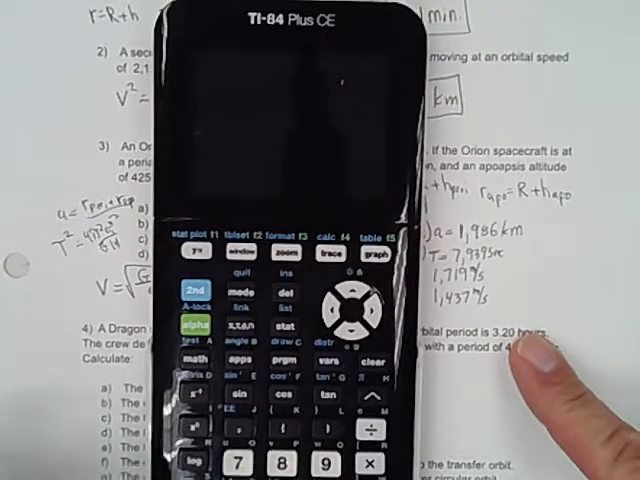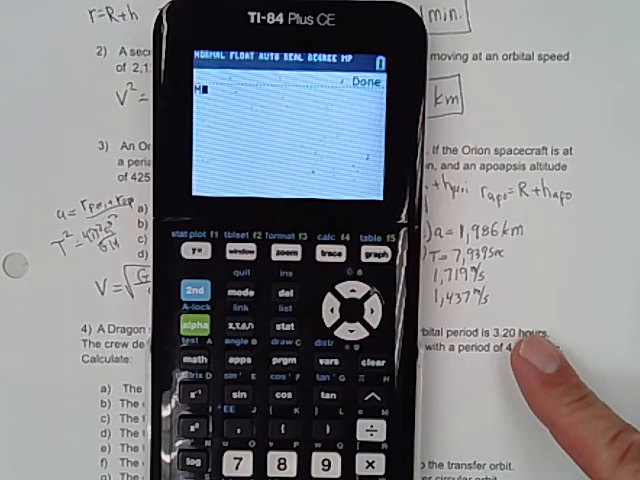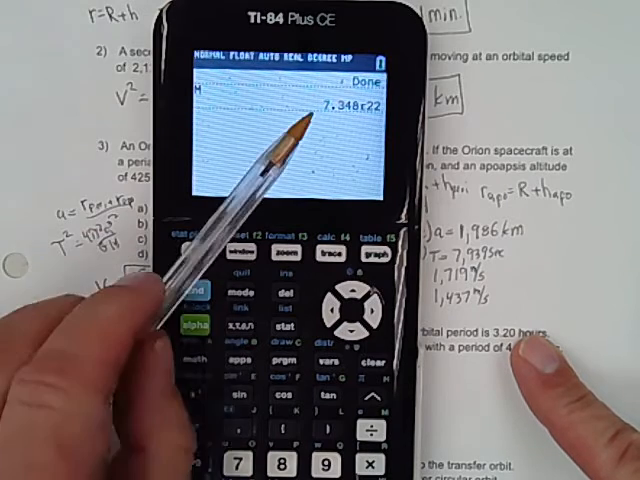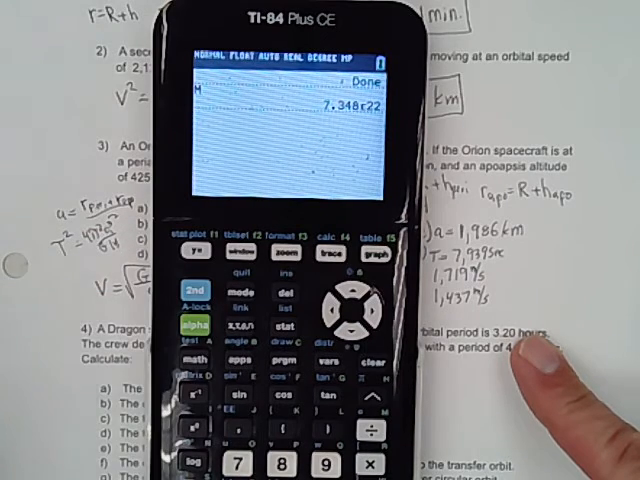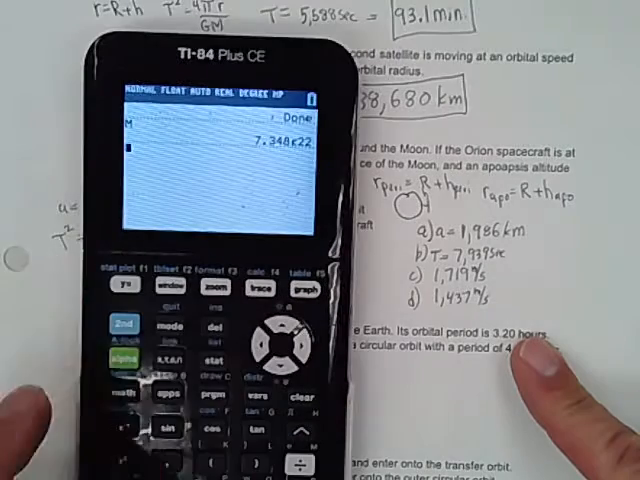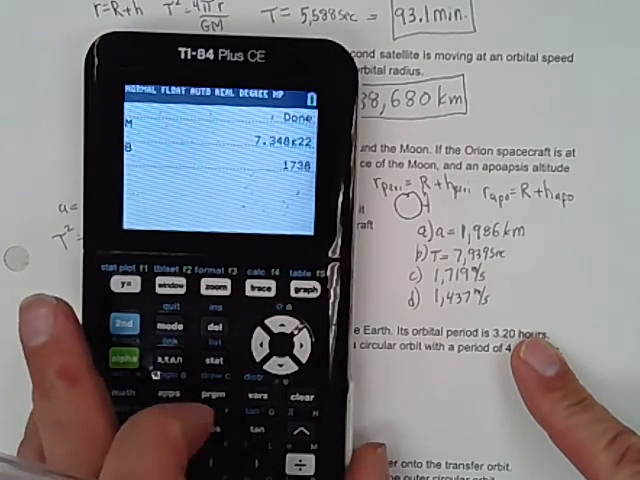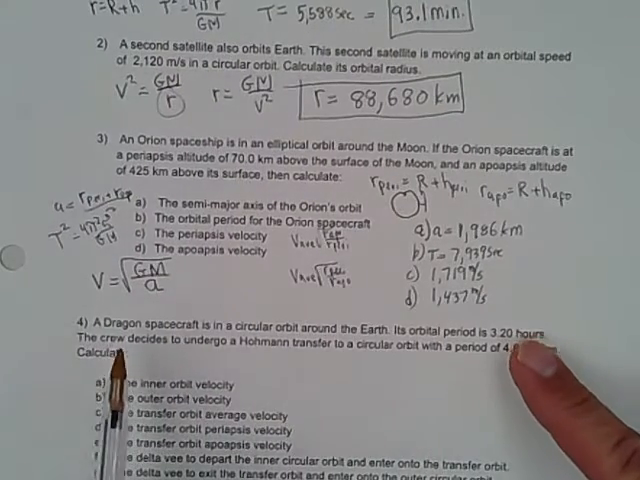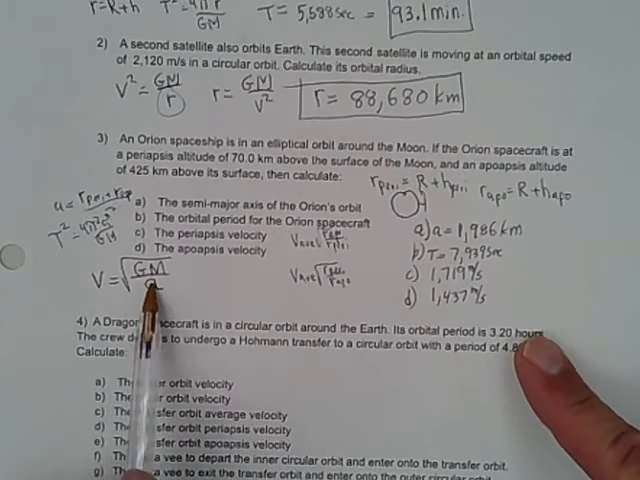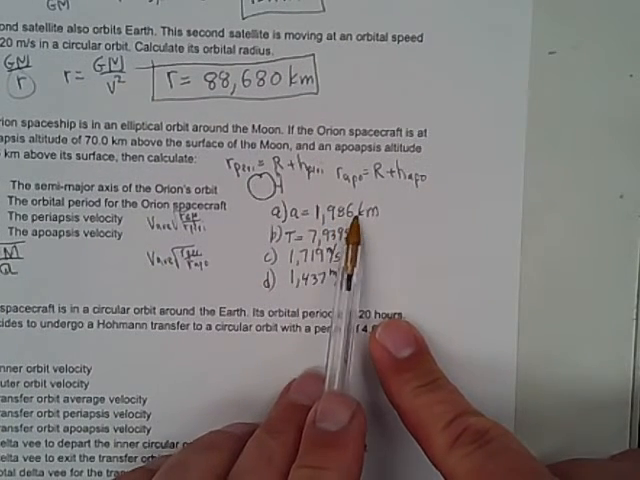The mass of the moon is something times 10 to the 22nd power. Actually, I could just look it up right now. What is the mass of the moon? It says 7.348 times 10 to the 22nd power kilograms. The radius of the moon is 1,738 kilometers. The semi-major axis is 1,986 kilometers.